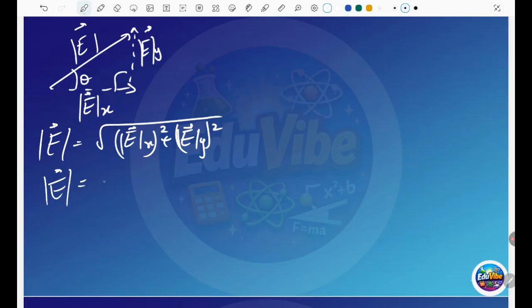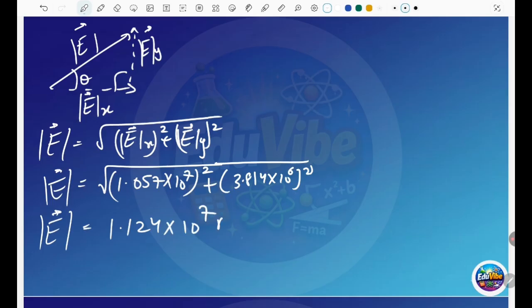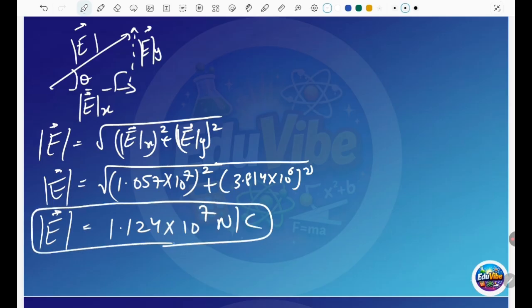So I have to put the values in, which is 1.057 into 10 raised to power 7, squared, plus 3.814 into 10 raised to power 6, squared. And when you calculate, you get 1.124 into 10 raised to power 7 Newton per coulomb.